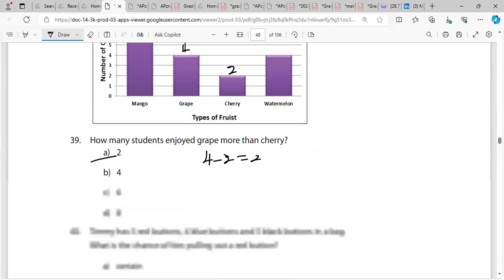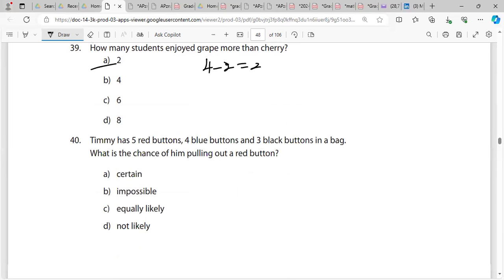Let's go. Timmy has 5 red buttons, 4 blue buttons, and 3 black buttons in a bag. What is the chance of him pulling out a red button? It's not certain. It's not impossible. Equally likely, not likely. I don't understand. This question is flawed. So you have 5, 4, that's 9, 12. So it's 5 out of 12.